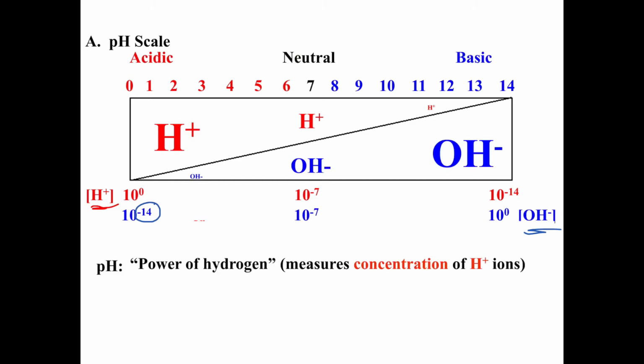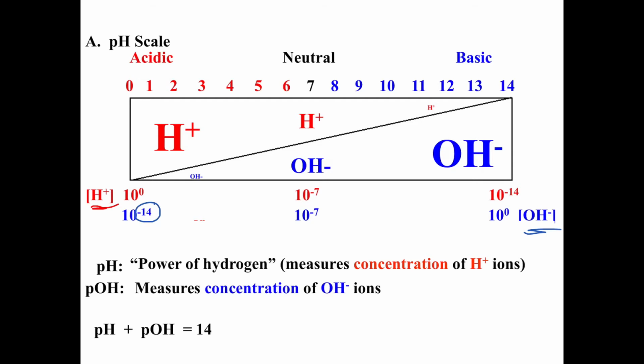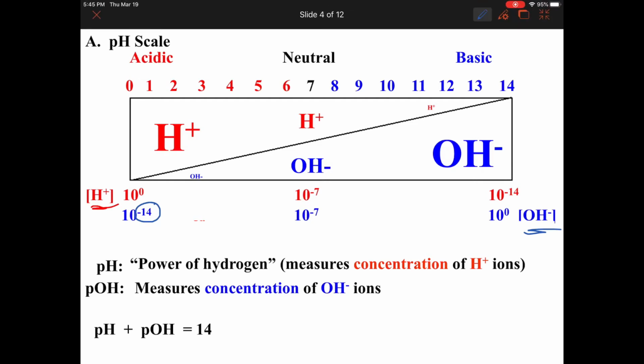And pH, as we said, is the concentration of hydrogen. You can think of it as the power of hydrogen, pH. How much hydrogen you have. We're going to introduce another term called pOH. If pH is power of hydrogen, pOH is like the power of OH. It's the number of OH ions you have. And what's special is that pH and pOH equal 14. So our max on our pH scale is 14. That's because your pH plus your pOH is equal to 14.